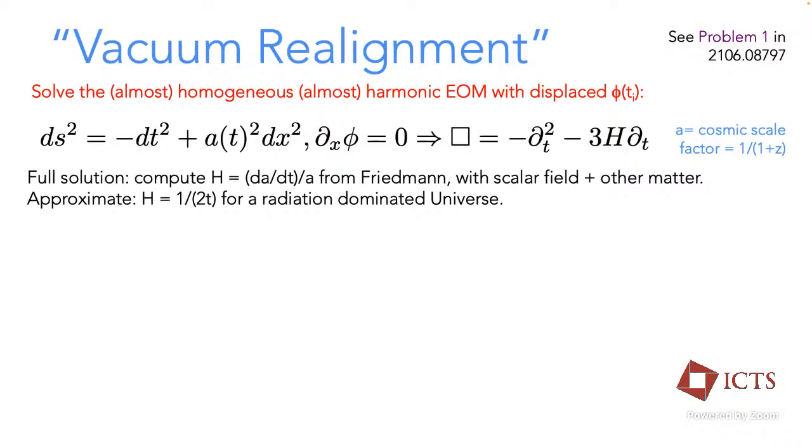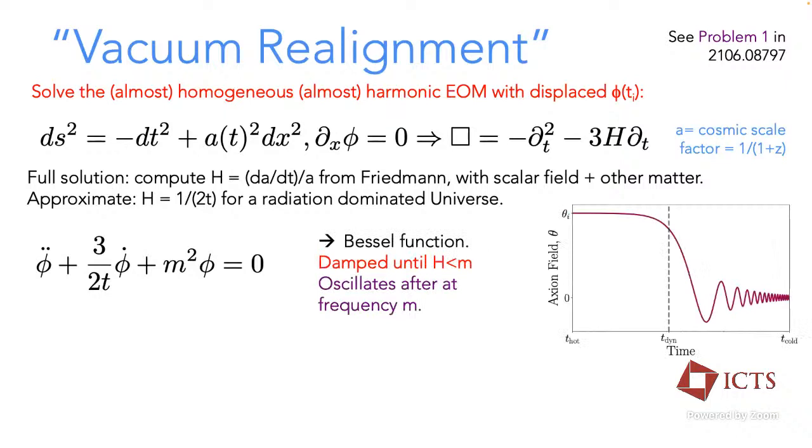Then the full solution to this equation would require us to compute the Hubble factor from Friedmann, including the scalar field energy density in the Friedmann equation, plus other matter. But in order to get an analytic solution here, we're going to approximate Hubble to equal 1 over 2t, which holds in a radiation-dominated universe with a constant number of relativistic species. So now phi double dot plus 3 over 2t phi dot plus m squared phi equals 0. This gives a Bessel function solution, which I'll show explicitly in 2 slides' time, and gives the solution that I just showed.